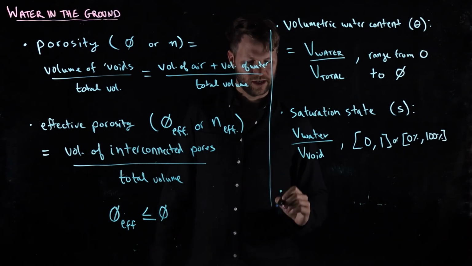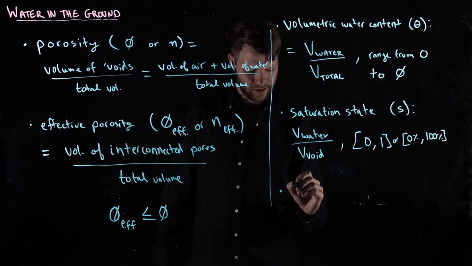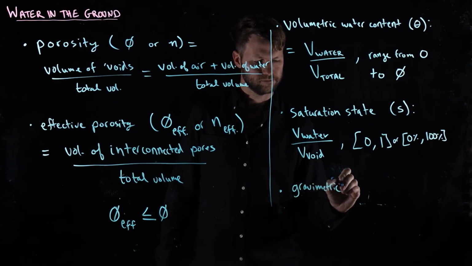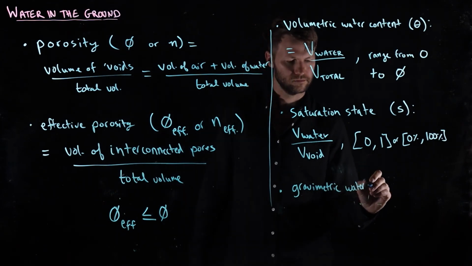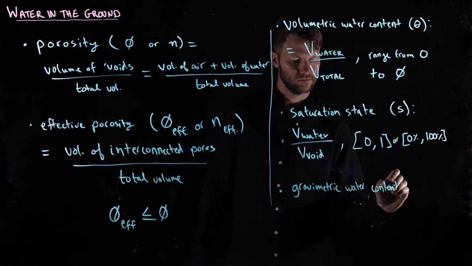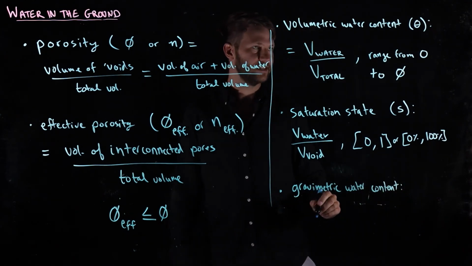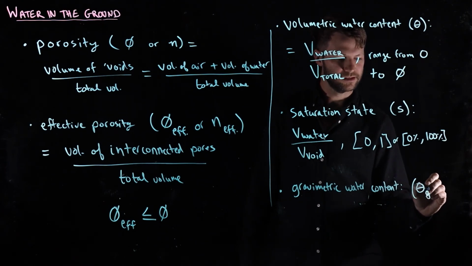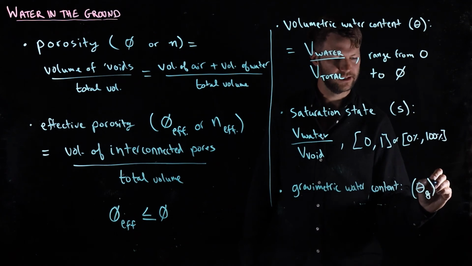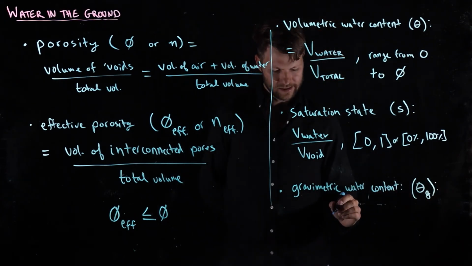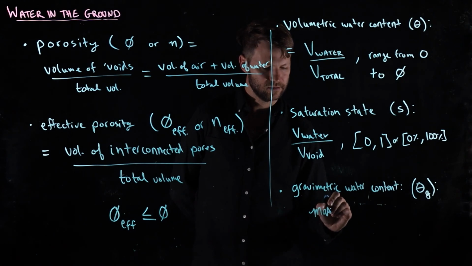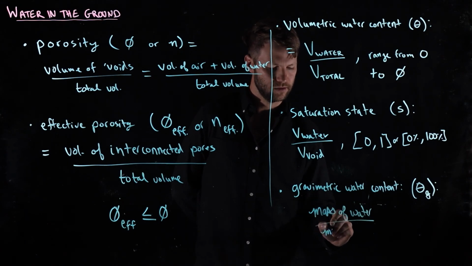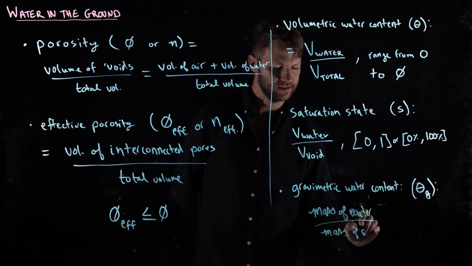There's one more term to describe water that you'll commonly see in the literature, and that is the gravimetric water content. The gravimetric water content is commonly also theta, but sometimes it'll have a subscript lowercase letter g associated with it. And it is defined as the mass of water relative to the mass of solids in a sample.